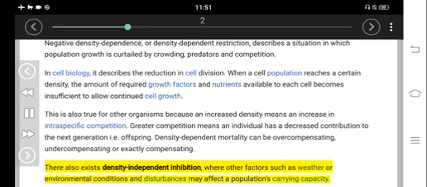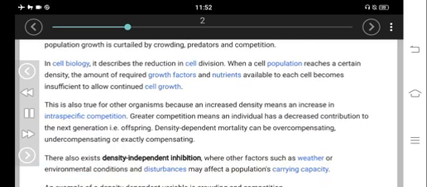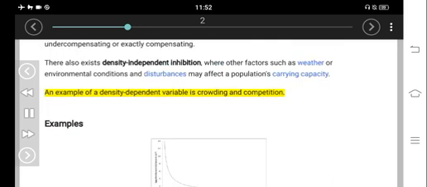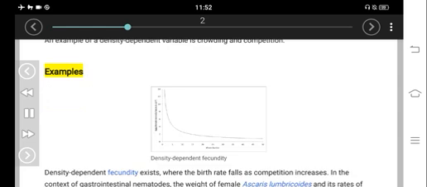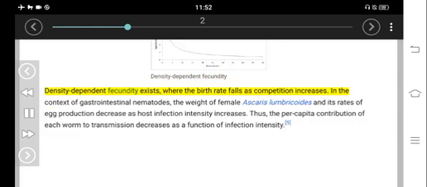There also exists density-independent inhibition, where other factors such as weather or environmental conditions and disturbances may affect a population's carrying capacity. An example of a density-dependent variable is crowding and competition. Examples. Density-dependent fecundity. Density-dependent fecundity exists, where the birth rate falls as competition increases. In the context of gastrointestinal nematodes, the weight of female Ascaris lumbricoides and its rates of egg production decrease as host infection intensity increases. Thus, the per capita contribution of each worm to transmission decreases as a function of infection intensity.